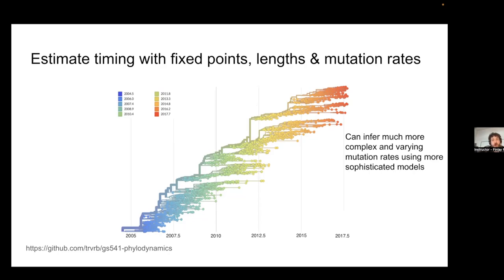We can infer much more complex models and we can do this in a much more sophisticated way. Mutation rates can vary over time, so we might want to incorporate that. Say it spills over and this lineage evolves with a higher mutation rate. Maybe we want to calibrate that into the tree. We want to include that in our model. So we can build those more sophisticated models quite easily using these standard probabilistic frameworks.